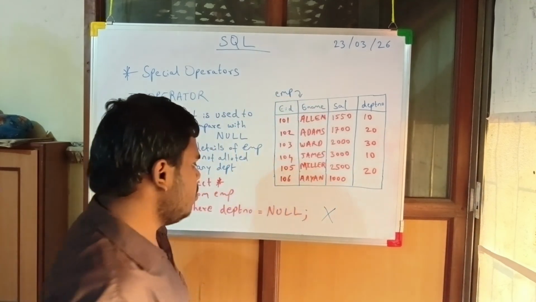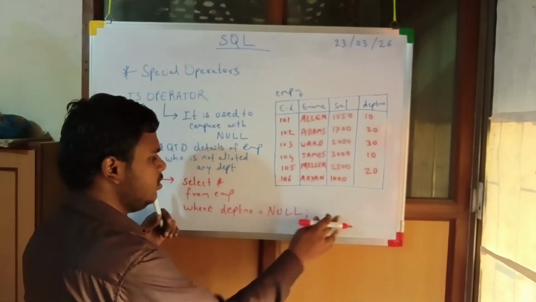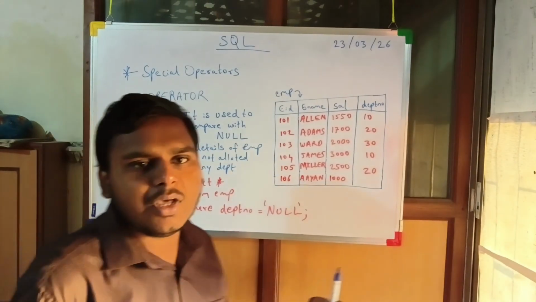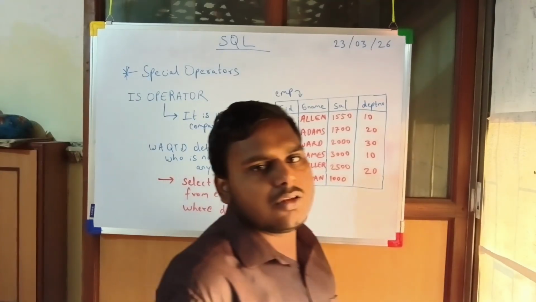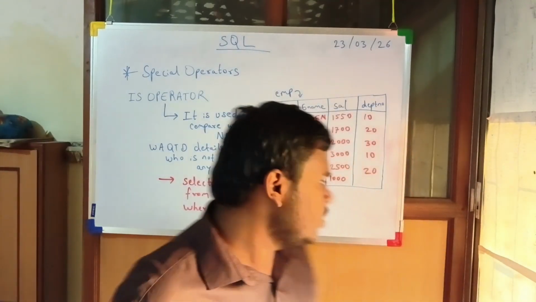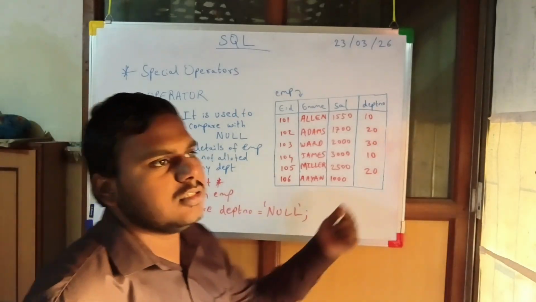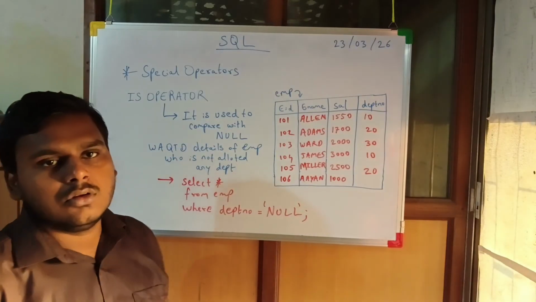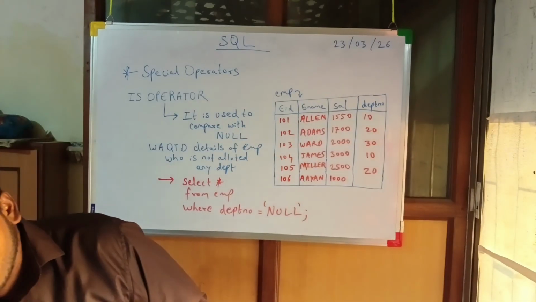To overcome this drawback, some people will think like this: sir, null is just a word, so I will use it in quotes. Now the compiler will not throw an error, it will give the feedback message no rows selected. Why? Because it will check whether the department column contains the characters n-u-l-l. It is treating it as a value. To solve this issue, we need to learn about the is operator.